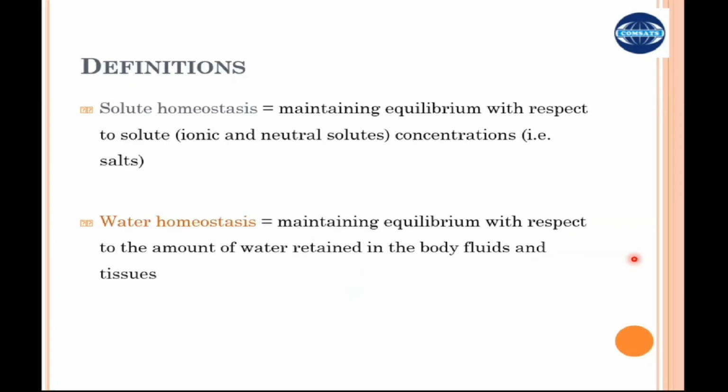So, a few definitions, starting with solute homeostasis, which we will use later in this lecture. Solute homeostasis means maintaining the equilibrium with respect to a solute, like ionic or neutral solute concentrations, for example, salt concentration within the body. This is called solute homeostasis, and if the body maintains the water levels within its system, this is called water homeostasis.